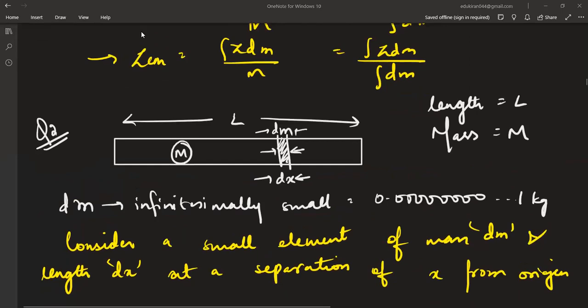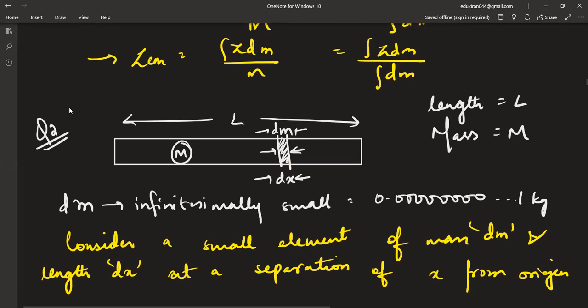See class, like this question. Here you have a rod whose length is L and mass is M. Now we have to find out the center of mass for this. So for this, we'll take a very small element, whose mass is dm and length is dx. This length is dx. The entire mass is dm. This is what we have taken.